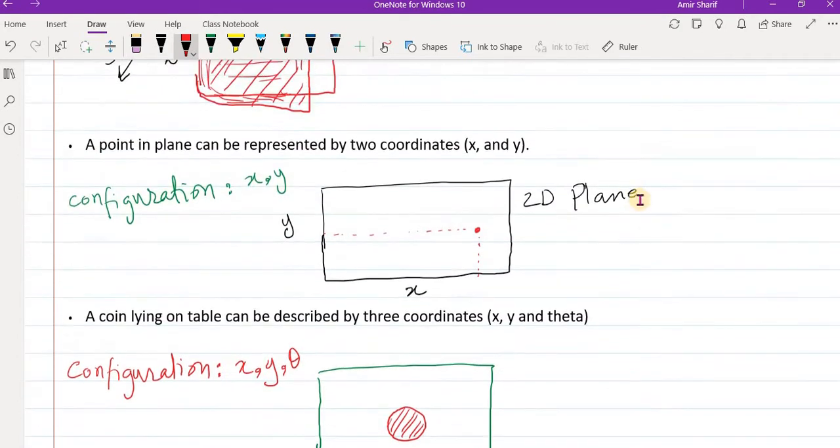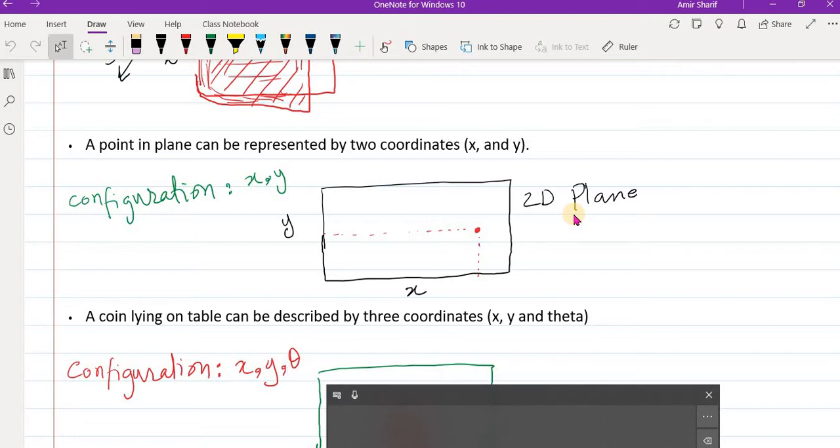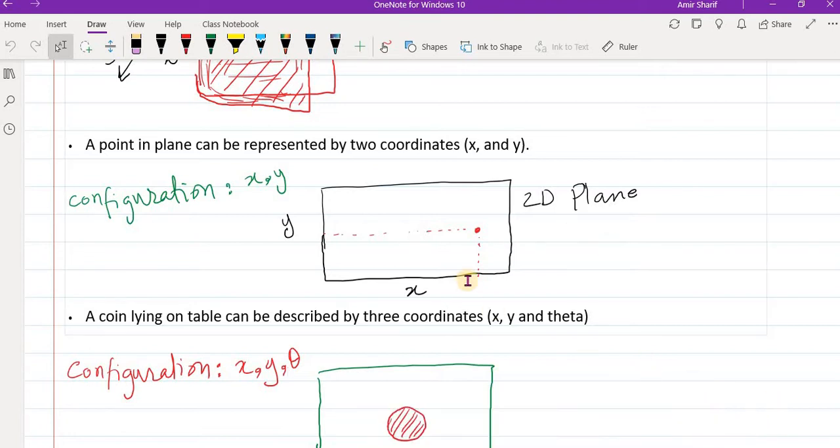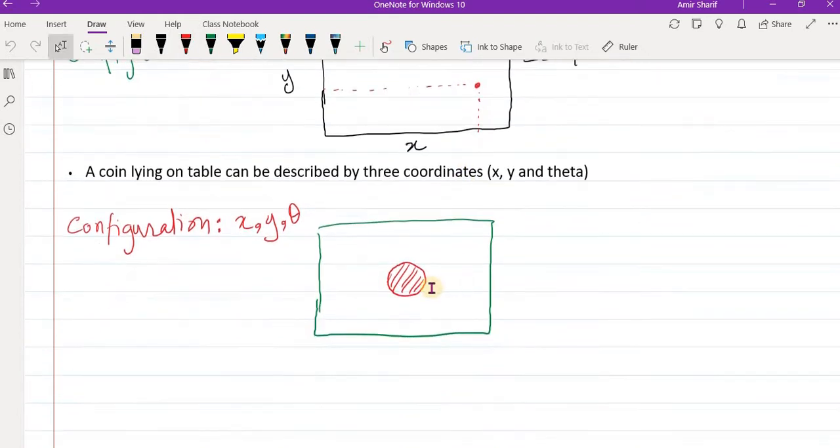Now you're wondering why we ignored theta in the configuration of the point, why theta is not included. Because that was a dimensionless object, so it doesn't matter which direction it rotates, and theta is not necessary there. But once the object has dimensions, we cannot ignore theta. We need to specify its orientation also.